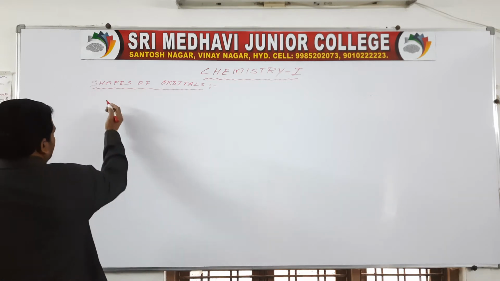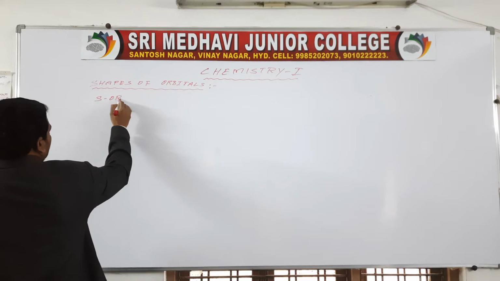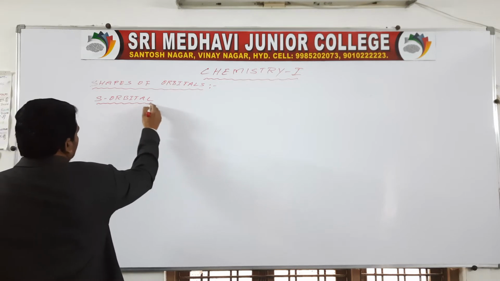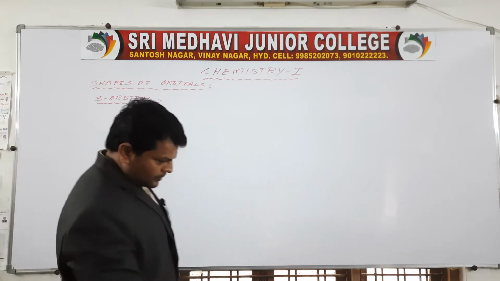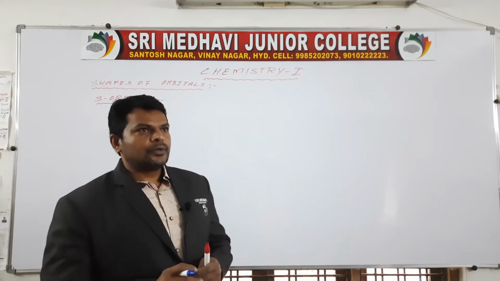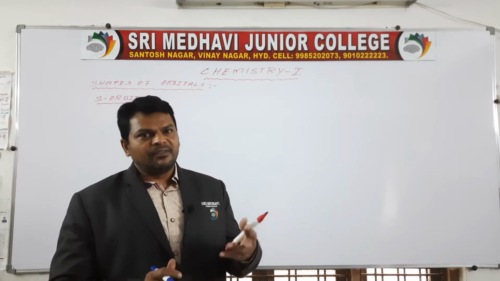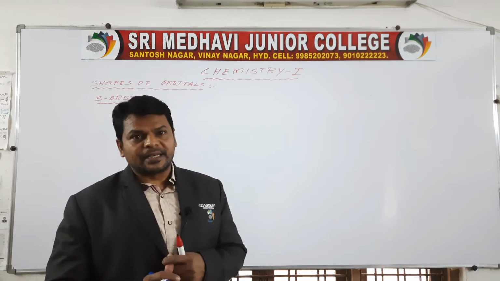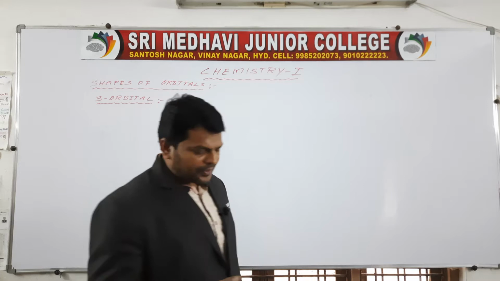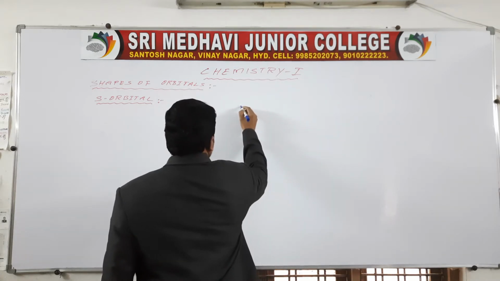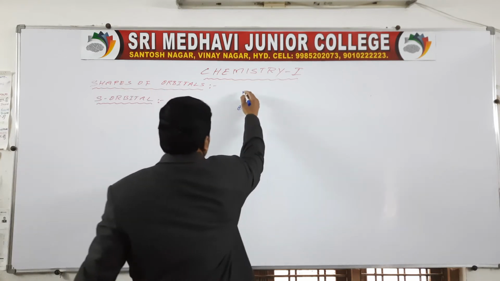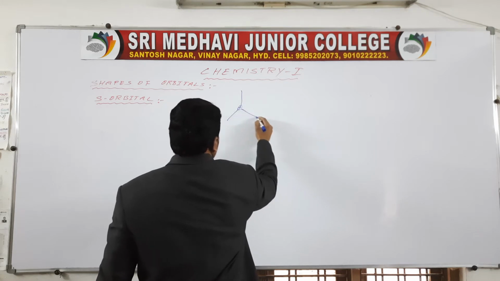For example, the first one, s orbital. If you take an s orbital, due to one m value, which is 0 for s orbital, it gives one orientation along the x, y, z axis. See here, it is the nucleus, and the electron cloud, with the x, y, z axes.